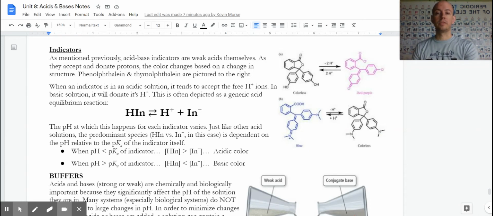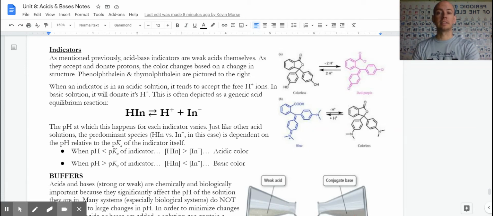This is often represented by a generic equation because we'll see these indicators are often very complex molecules. We have the protonated version of my indicator that has one color and the deprotonated version that has the other. The charge can vary, where this could have a positive charge and that could be neutral.